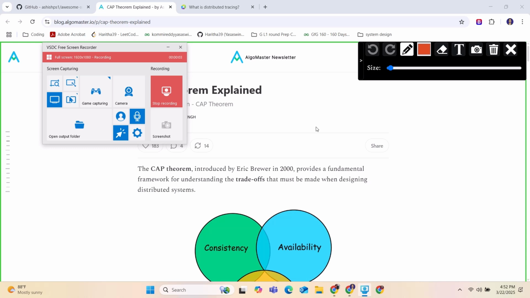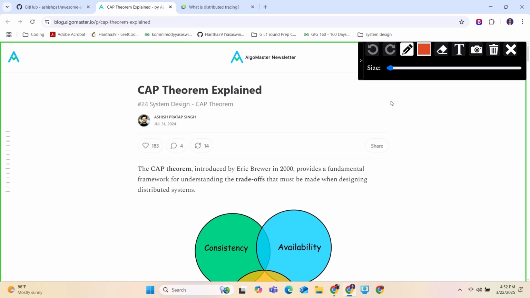Hello everyone. In our system design courses, today's topic is CAP theorem. Let's work on it. Let's understand it.